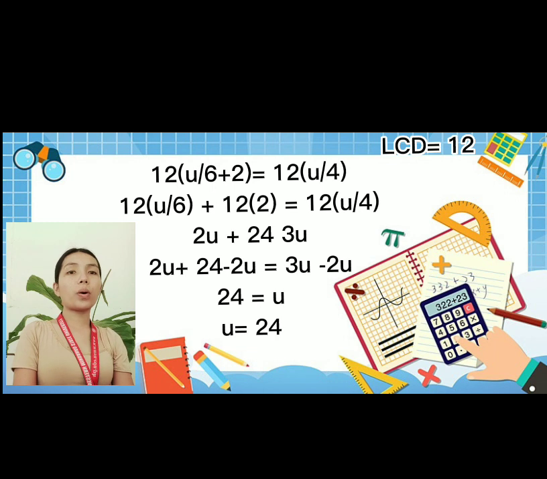So 6 and 4 are both divisible into 12. Therefore our LCD now is 12. And we are going to multiply both sides of the equation by the LCD 12. So 12 times the quantity of u over 6 plus 2 is equal to 12 times u over 4. And we are going now to use the distributive property to remove the parentheses, then simplify.